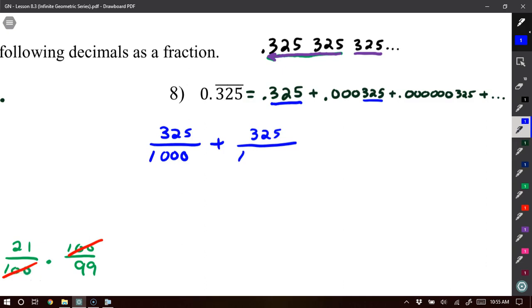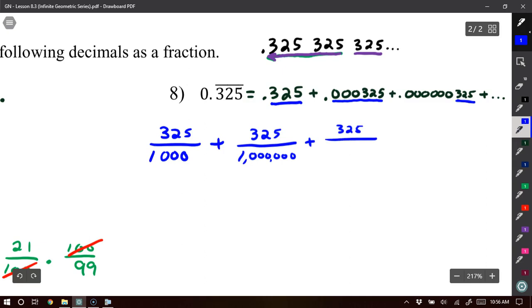Well, how many numbers do we have? We have 1, 2, 3, 4, 5, 6 zeros. Plus, well, we know it's going to be 325 on top over the 3, 4, 5, 6, 7, 8, 9 zeros. Plus, looks like dot, dot, dot.